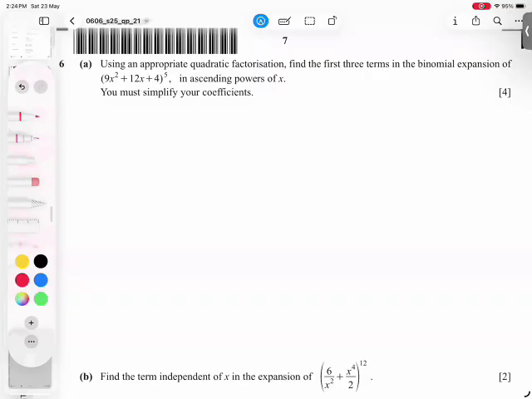Question number 6, student, we have. So he's saying use appropriate quadratic factorization and find the first 3 terms of the binomial expansion, but in ascending order. Ascending means first x power 0, for example, then 1, then 2 onwards. So first of all, I will go for factorization. So 9x square plus 12x plus 4. 4 9s are 36. And 6 6s are 36.